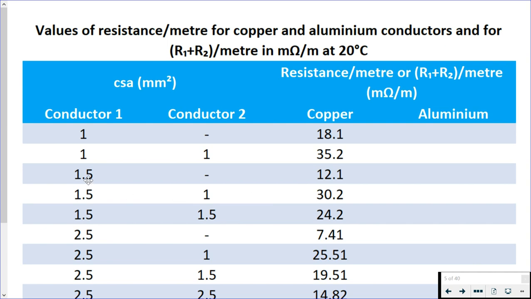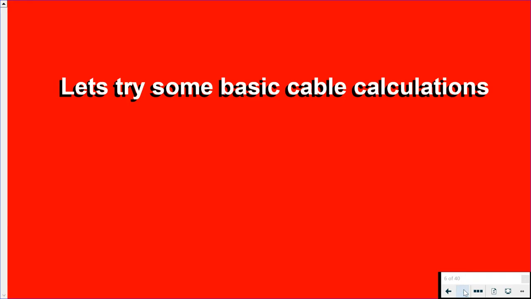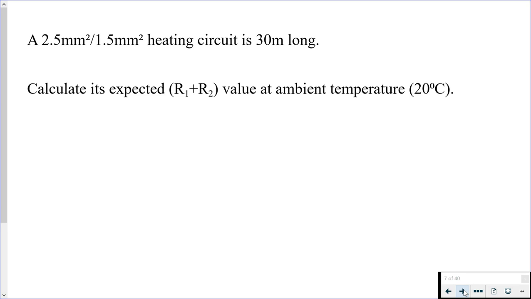So for example, a 1.5 millimetre squared line conductor with a 1 millimetre squared protective conductor: 12.1 milliohms per metre on the line conductor and 18.1 milliohms per metre on the protective conductor gives you an accumulated milliohm per metre value of 30.2. So this table means that you don't have to carry out those calcs. So let's try some basic calculations.